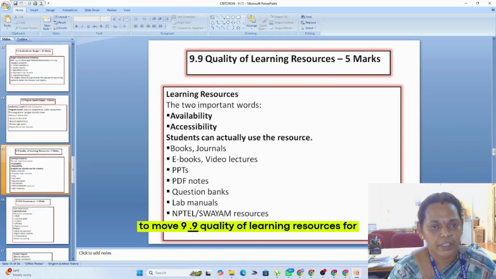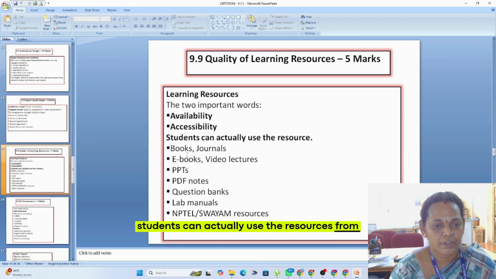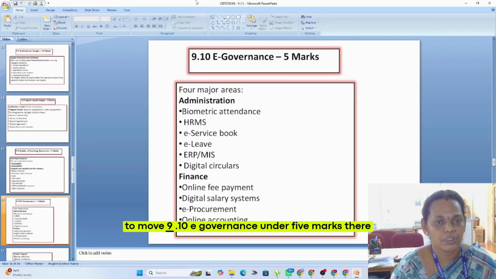Next to move to 9.9 quality of learning resources for 5 marks. Learning resources: there are two important words. First one, availability, and second one, accessibility. Students can actually use the resources: books, journals, e-books, video lectures, PPTs, PDF notes, question banks, lab manuals, NPTEL, Swayam resources, LMS resources.